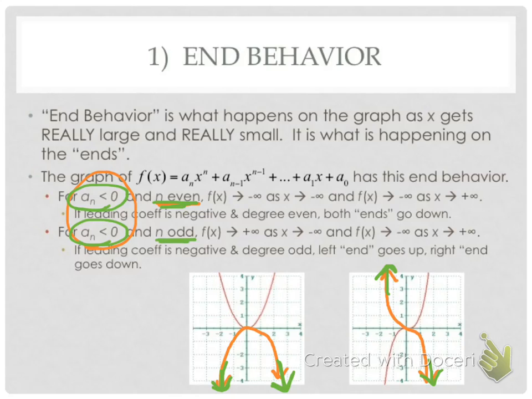So if we can keep in mind these parent functions that we already know about, then we should be able to kind of visualize what's going to happen with different situations involving higher degrees.